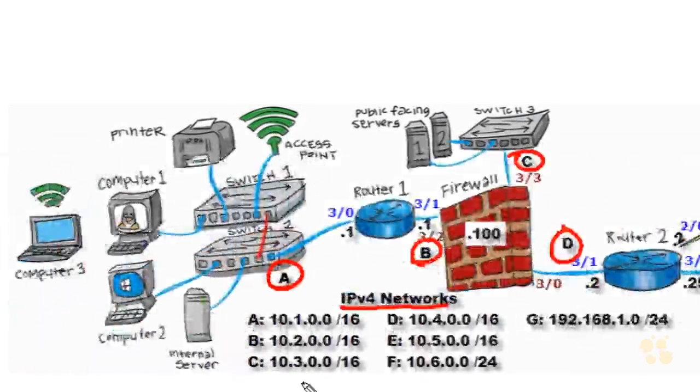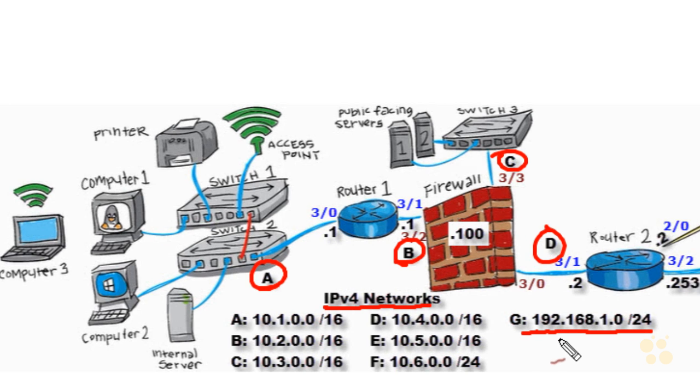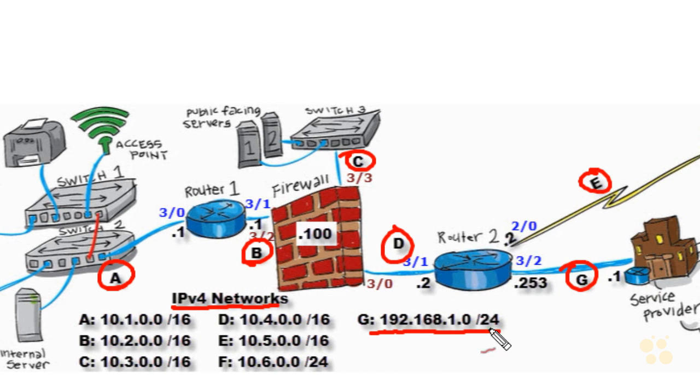So for networks A through F, we're using a Class A address of 10, which is in the private RFC 1918 private address space. We're using a 16-bit mask on networks A through E, a 24-bit mask up here at the branch office on network F. We're also using a private RFC 1918 address space of 192.168 right here between router 2 and the service provider.